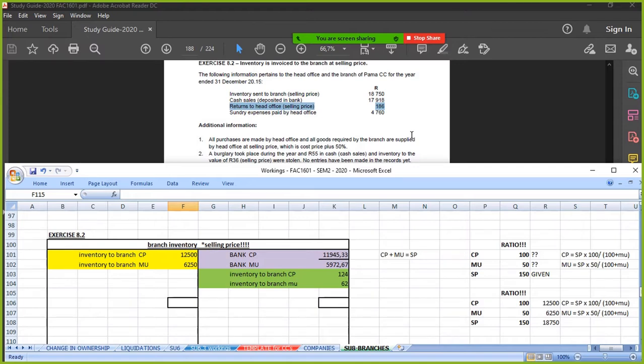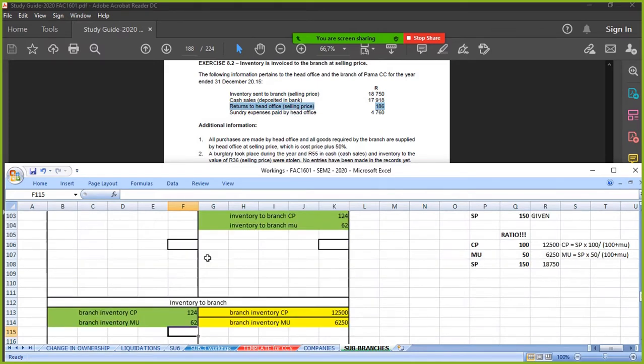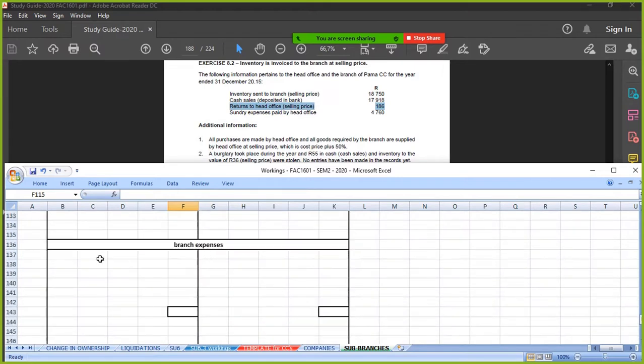And normally we would credit bank, why? Because you're paying it, head office pays for it. We don't have that account here, but the basics: debit the expense, credit the bank, that's it, right? Okay, did we have to show this? Yeah, we did. Okay, branch expenses, we've got it.